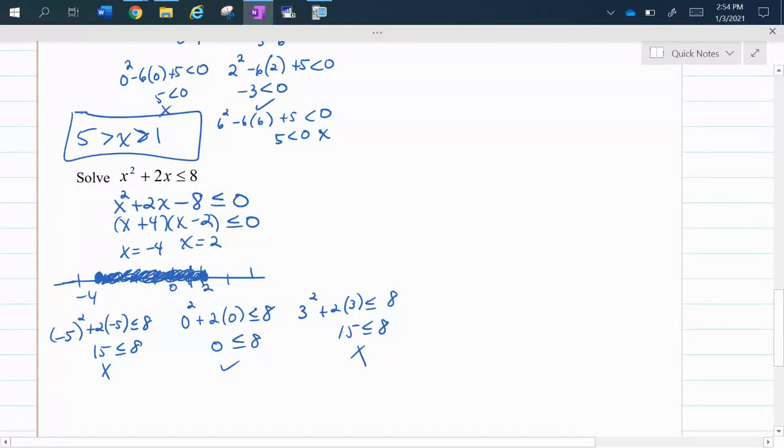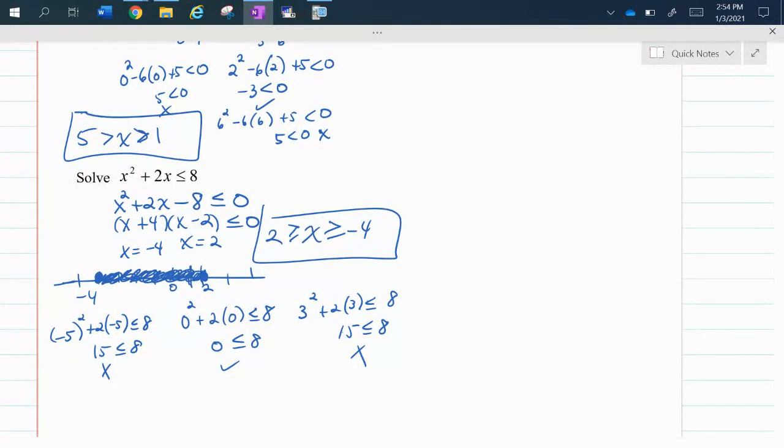And so therefore, I have an and compound inequality. So I'm going to say x has to be greater than or equal to negative 4 and less than or equal to 2. Now remember, my solution is the inequality. We use the graph, the number line, to help us.